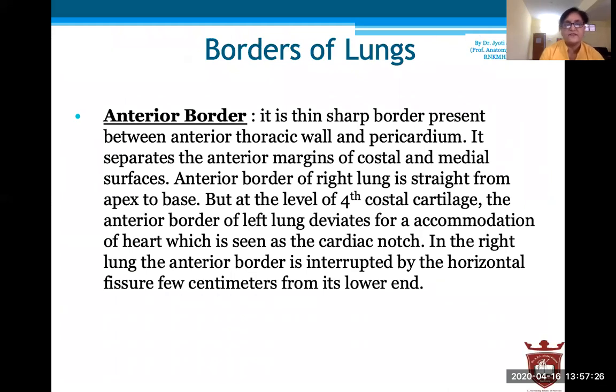Now we see the borders, as we have already seen the borders of the lungs. There are anterior border, posterior border, and the inferior border. Anterior border is a thin, sharp border present between the anterior thoracic wall and the pericardium. It separates the anterior margins of the costal and the medial surfaces. Anterior border of right lung is straight from apex to base, but at the level of the fourth costal cartilage, the anterior border of left lung deviates for accommodation of the heart, which is seen as a cardiac notch. In the right lung, the anterior border is interrupted by the horizontal fissure, a few centimeters from its lower end.